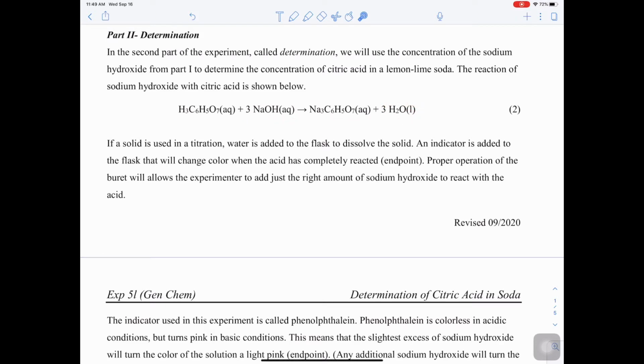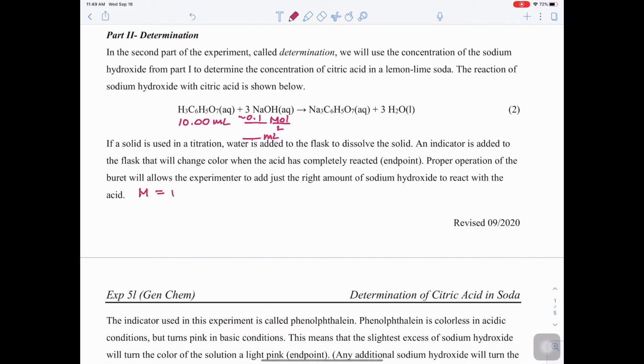So here we have another stoichiometry calculation. We're going to measure a particular volume of the soda. It's going to be 10.00 milliliters. And then we have our molarity from the first part, moles per liter. It's approximately 0.1, but we've determined it more precisely than that. And then we're going to measure how much sodium hydroxide was used to titrate that amount of citric acid. So again, we're calculating a molarity.